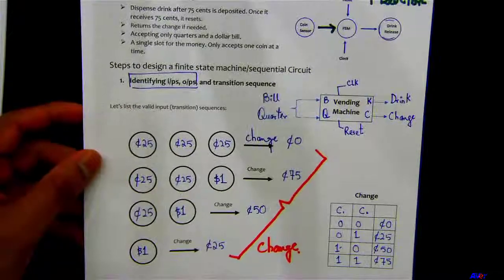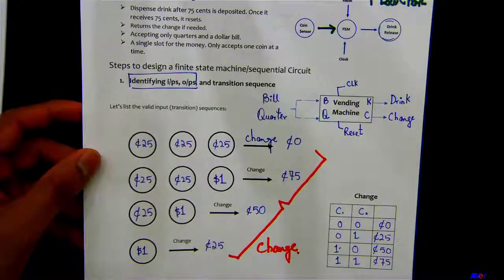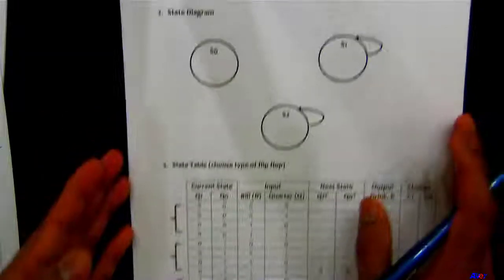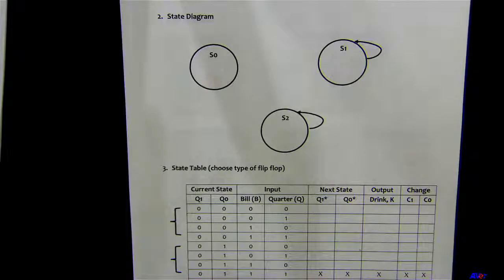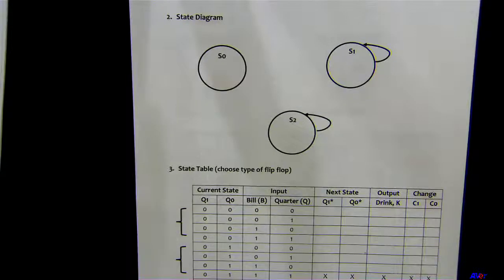We have identified our inputs and outputs. We have a transition sequence. We're going to move on to the state diagram. Did you guys do state diagram last week? You did? Okay, anybody remember what a state diagram is? A state diagram basically defines the behavior of your finite state machine. Using the state diagram, you can derive a state table or a characteristic table, and using that table, you can come up with an expression for your outputs, and then you can do an implementation, coming up with a block diagram.